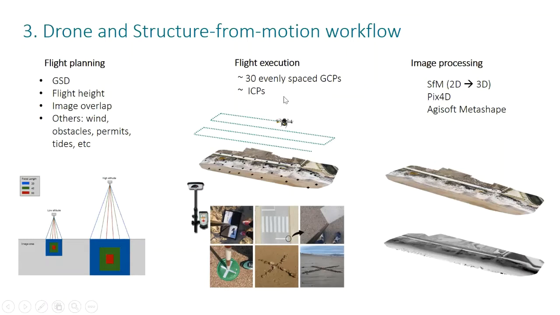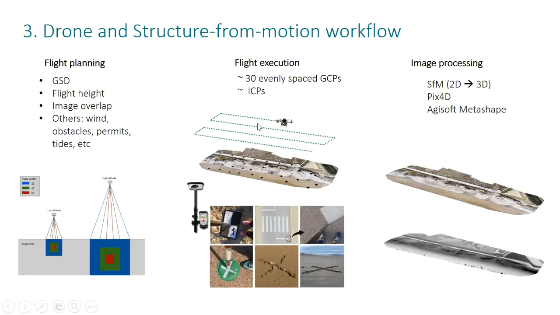Also, in the field, it's necessary that you take what are called individual checkpoints. And these checkpoints are what is going to allow you to check the accuracy of your model. Basically, you're going to compare the coordinates of these points that you take with the coordinates of your 3D models and compare how your models differ from the real topography.